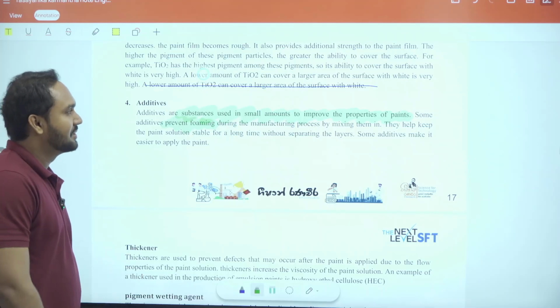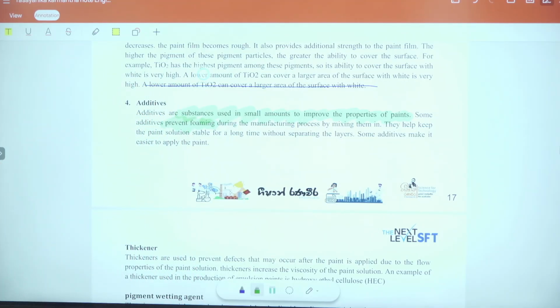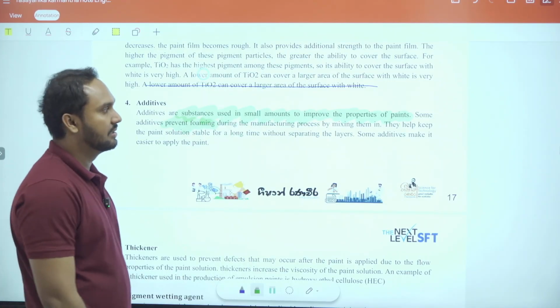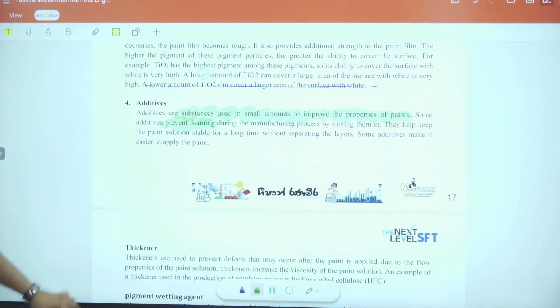During the manufacturing process, by mixing them, they help keep the paint solution stable for a long time without separating the layers. Some additives make it easier to apply the paint, right? Now the thickeners.